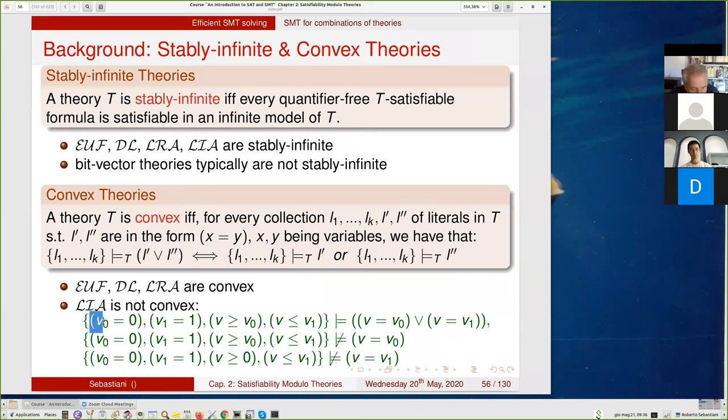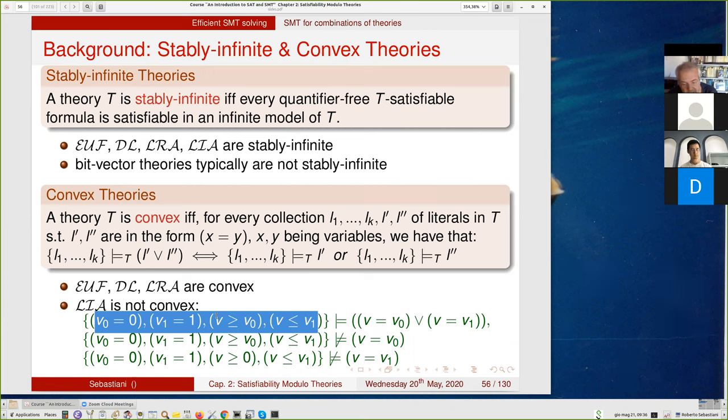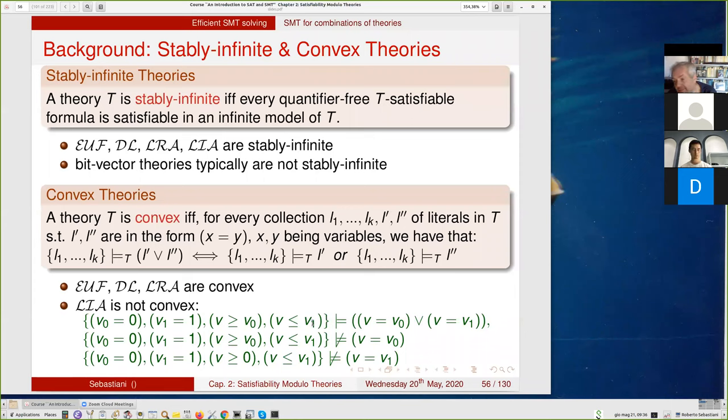Consider v0 equals 0, v1 equals 1, and v greater or equal than v0 and smaller or equal than v1. We are on the integers, okay? So the only two possible solutions are that v is either 0 or 1, because you are in the integers. But this does not mean that this set of literals entails v equals v0, and it does not mean that it entails v equals v1.